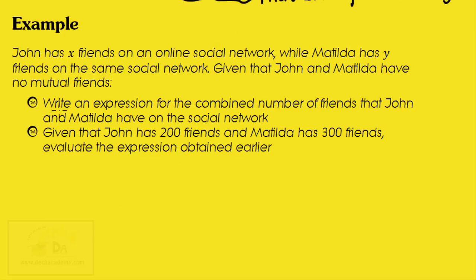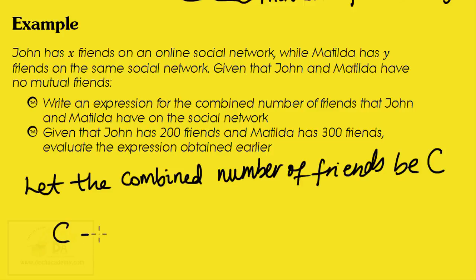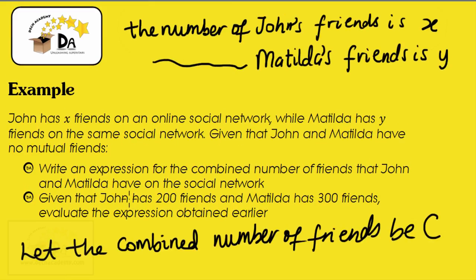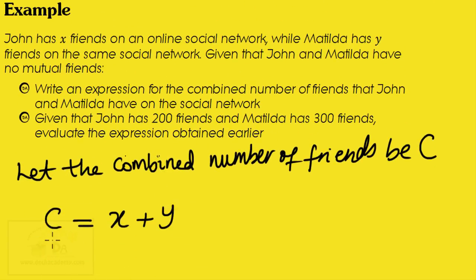So we can proceed to write an expression for the combined number of friends that John and Matilda have on the social network. So I'm going to say let the combined number of friends be, I'm going to call this big C. Now, combined number of friends is the number of John's friends plus the number of Matilda's friends. The number of John's friends is X, the number of Matilda's friends is Y. So C, which is the combined number of friends, is X plus Y.